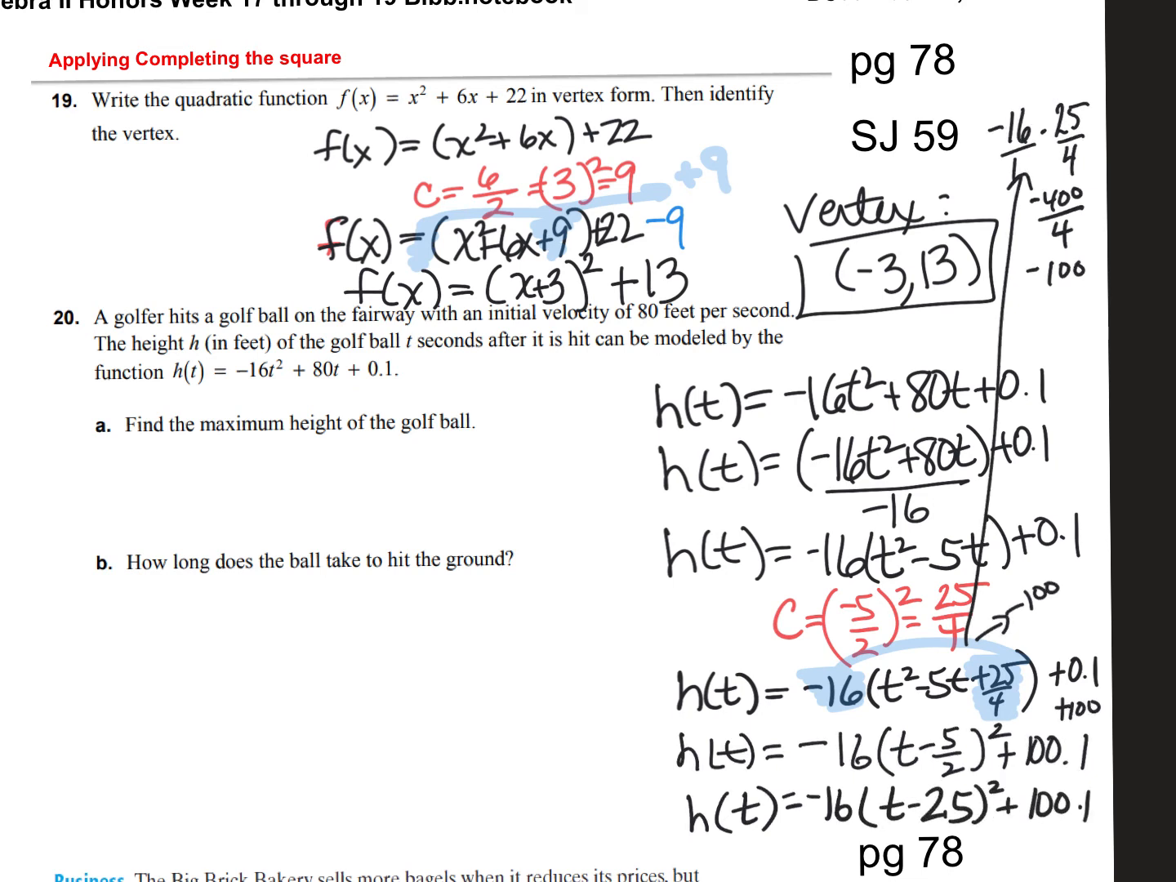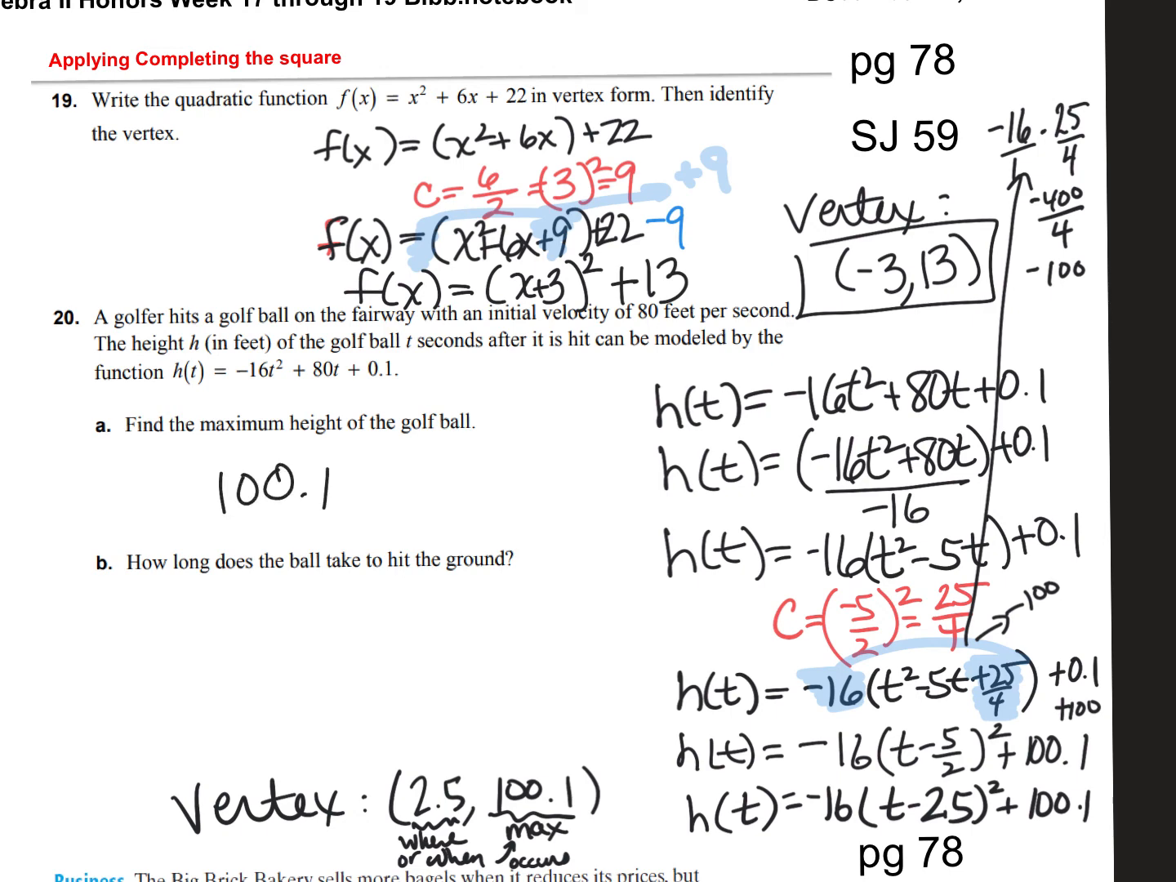Okay, so let's name the vertex. The vertex here is 2.5, 100.1. And remember, this has a maximum because your a value is negative. This is your max value, and this value here is where or when the max value occurs. So let's answer the questions. Find the maximum height of the golf ball. Well, the maximum height is 100.1 feet.